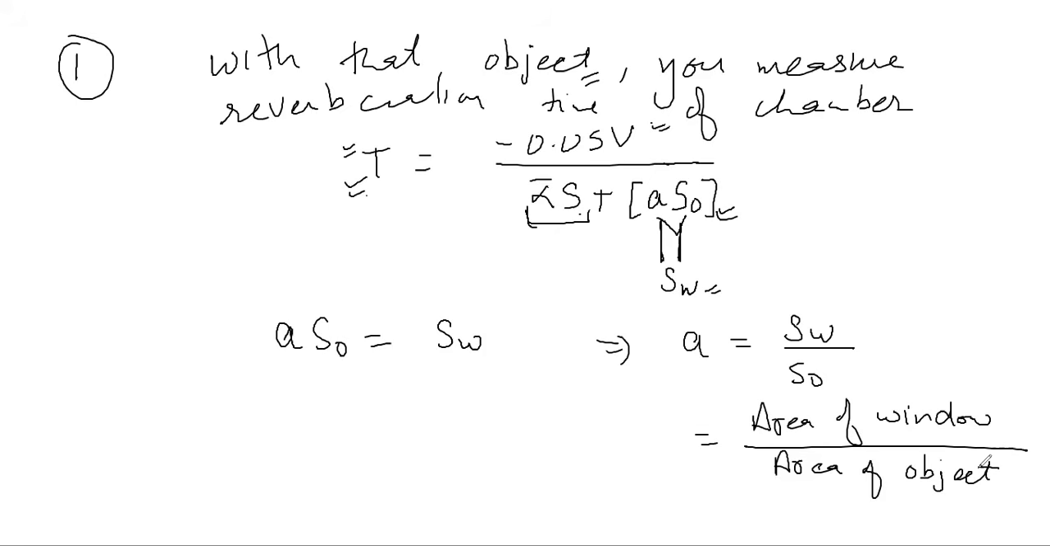And because the absorbing power of the window, we have said, has to be exactly equal to the absorbing power of the object. So now the area of window and object are not equal to each other, and hence you can measure the absorption coefficient of that particular object that you placed in it. So this would be your first method.